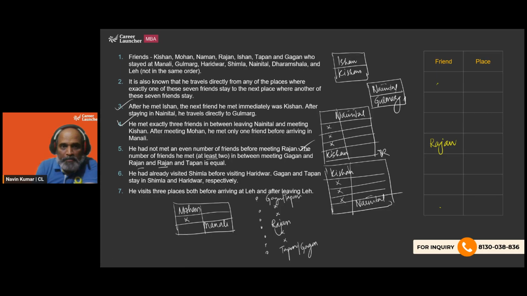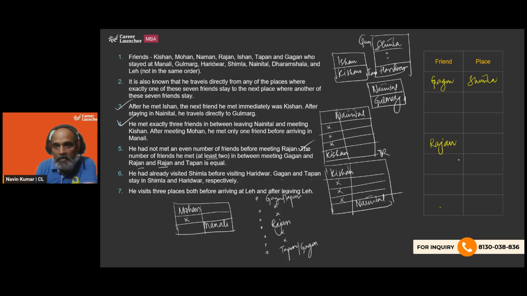Next, he had already visited Shimla before visiting Haridwar. So basically, Shimla is going to be there, and there are going to be some places, and then Haridwar will come, right? So this block needs to be put. How many? No idea. Gagan and Tapan stay in Shimla and Haridwar respectively. So Gagan stays in Shimla and Tapan stays in Haridwar means Gagan is at the top. So basically, Gagan is at the top and Shimla. Tapan is at the bottommost, and this is Haridwar.